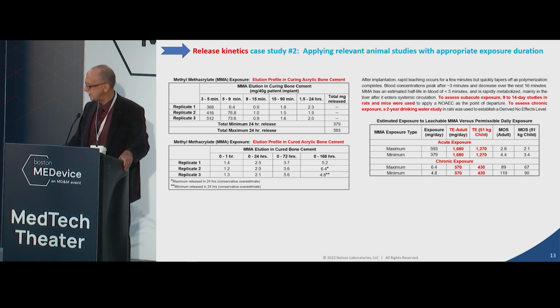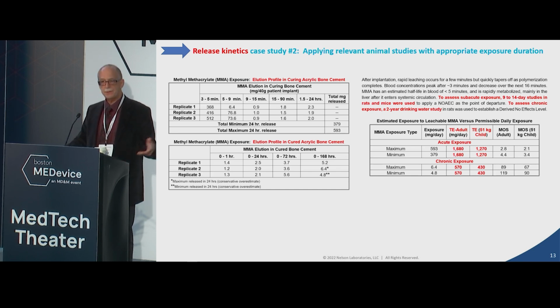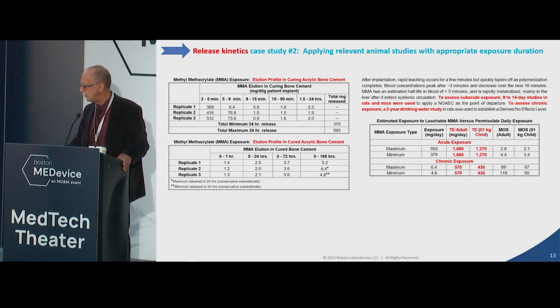So basically it justifies using two separate values. To assess the acute and subacute exposures, we use a 9 to 14 day study in rats and mice, and that had a pretty lenient no effect level. It gave us a tolerable intake of 1,700 for adults and 1,300 for adolescents. And to assess chronic exposure, we used a 2-year rat study. So that has a more stringent value. But in both cases, using these data sets of release kinetics, it passed.